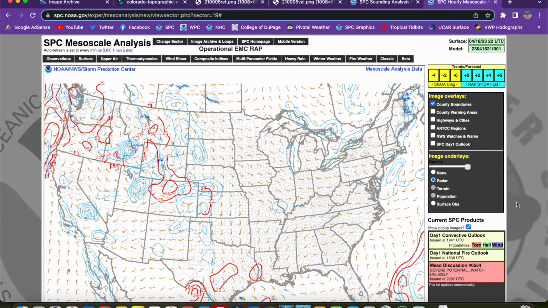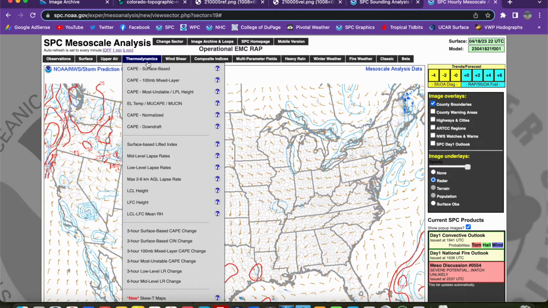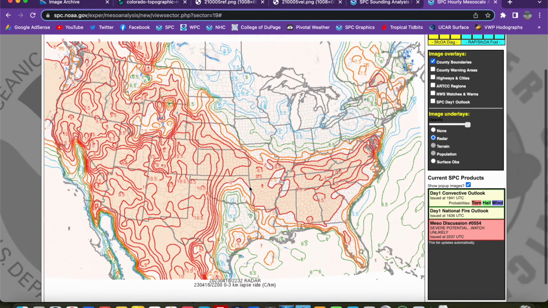Our next parameter goes hand in hand with strong low-level instability, and that is steep low-level lapse rates. And you can find them on the SPC mesoanalysis page by going over to the thermodynamics tab, all the way down to low-level lapse rates. A lapse rate is simply the rate of change of temperature as you go up through a layer of the atmosphere. And we're specifically keying in on the low levels of the atmosphere here, which in this case is the 0 to 3 kilometer layer from the surface up to 3 kilometers.